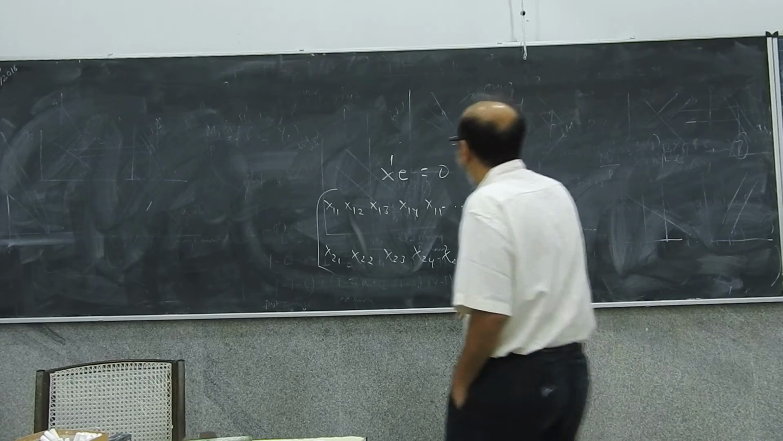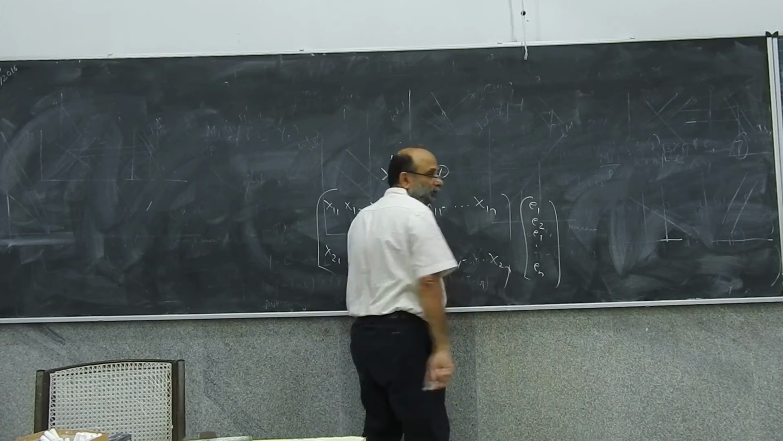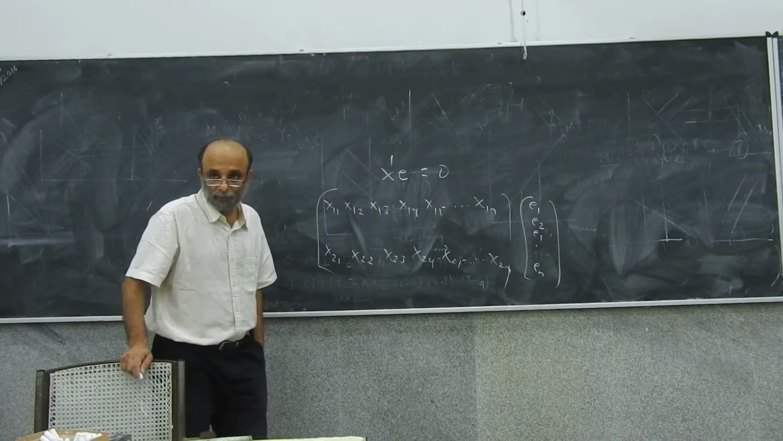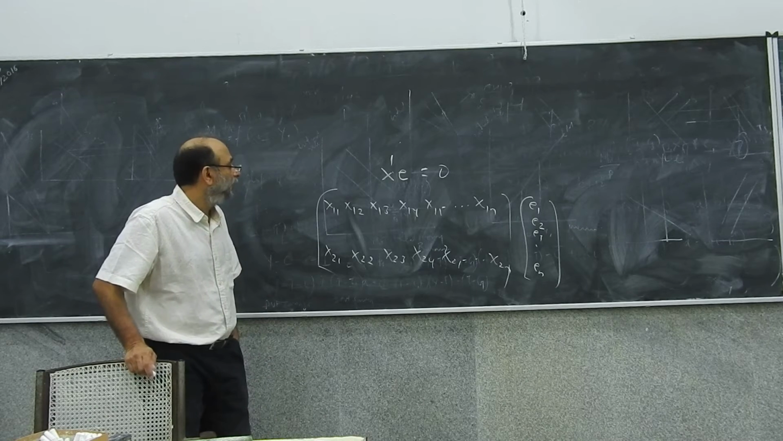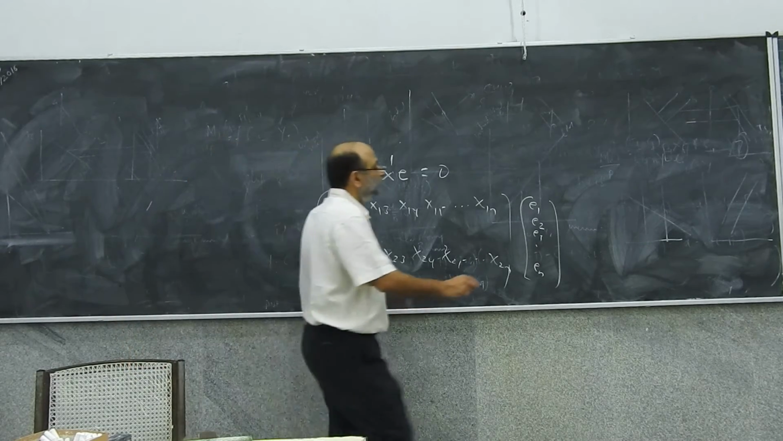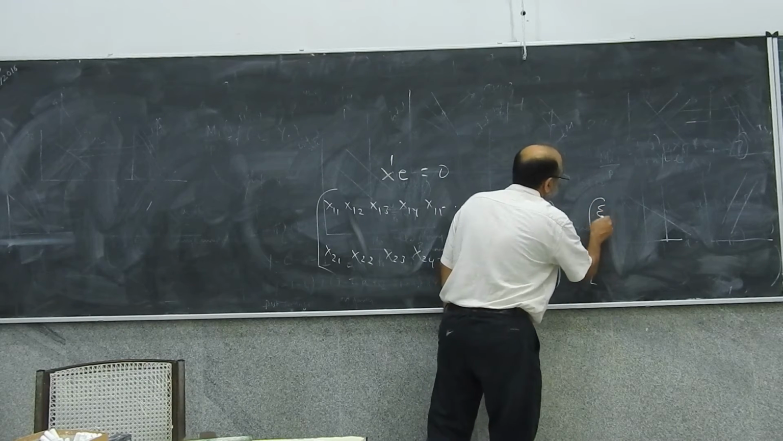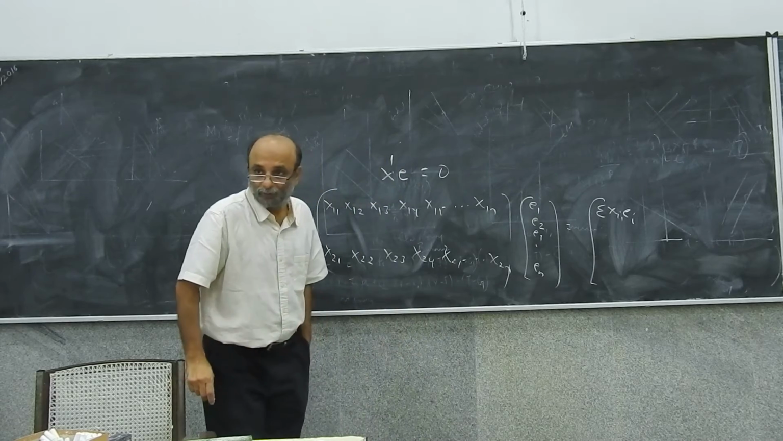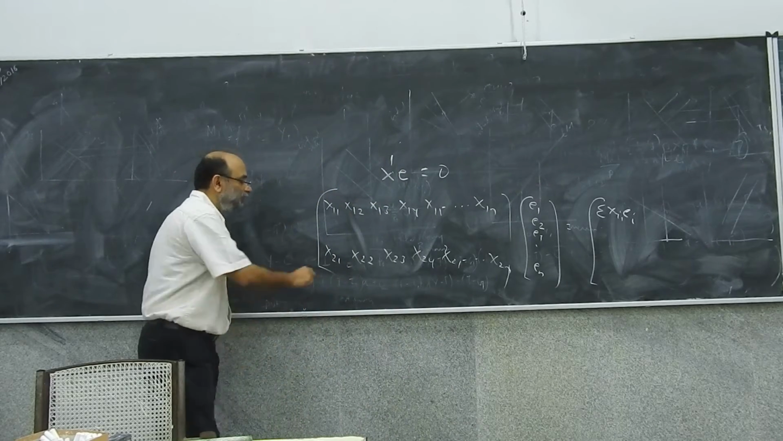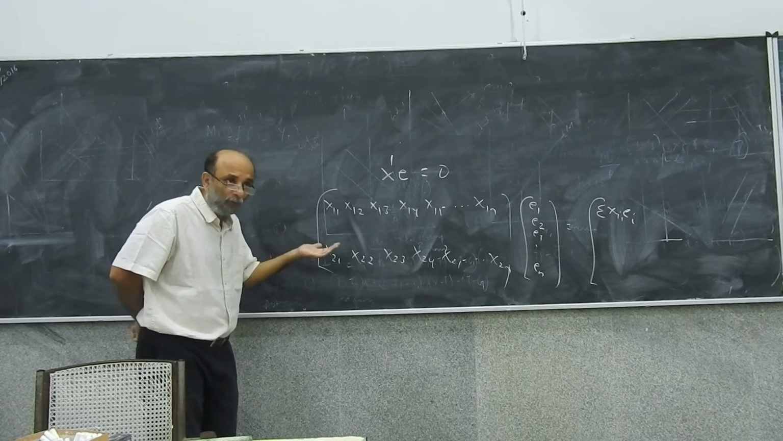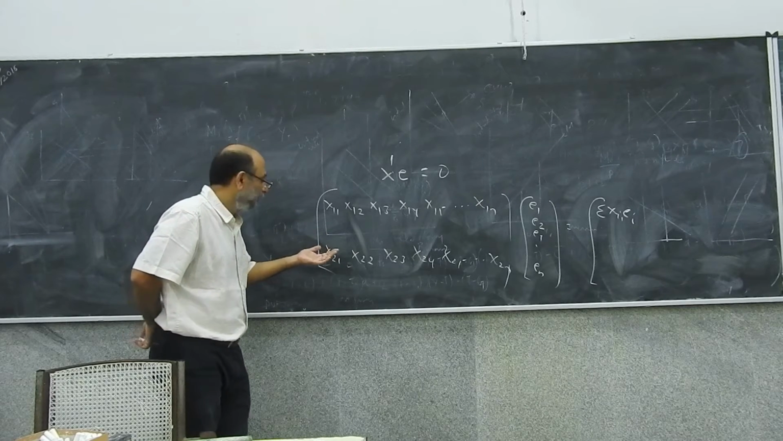So 2 by 1, first row into first column. What do you get? x11 e1 plus x12 e2 plus x13 e3, right? So the first condition that you get is summation x1i ei. And what is the second row, first column? Yeah?